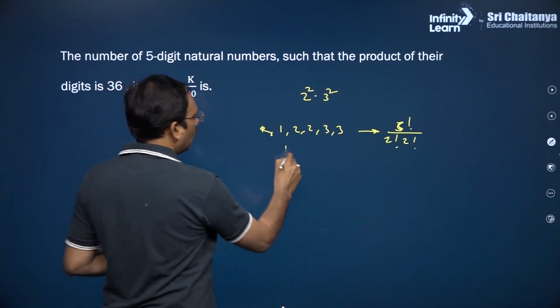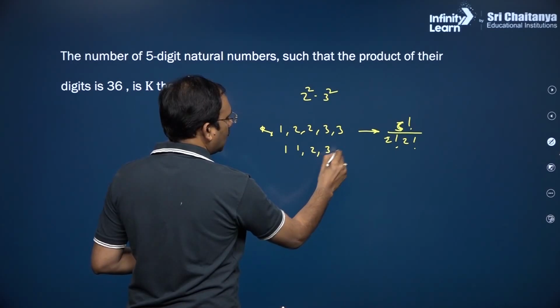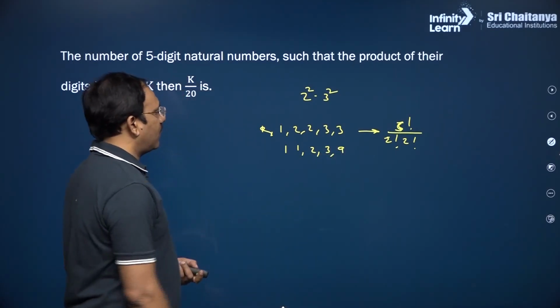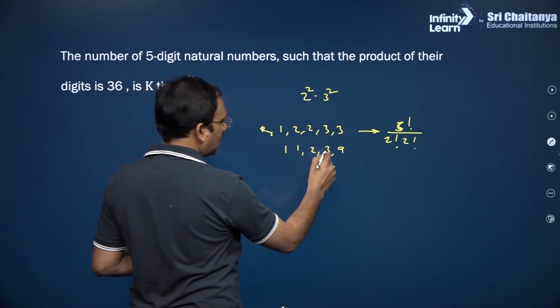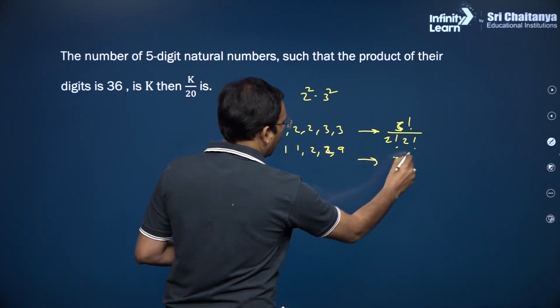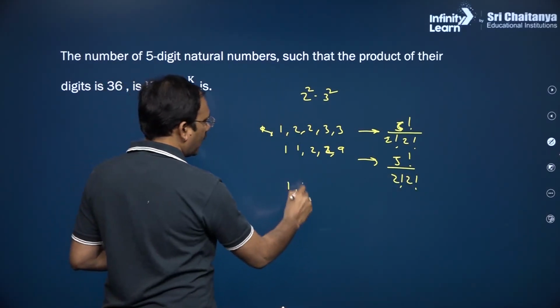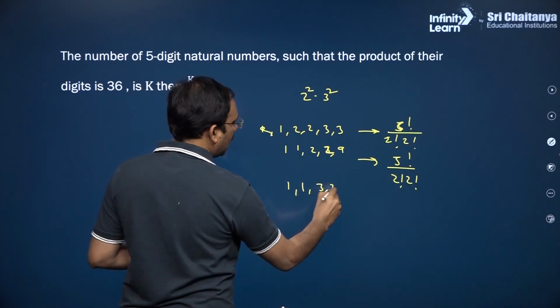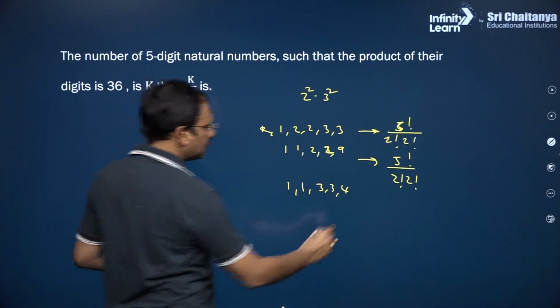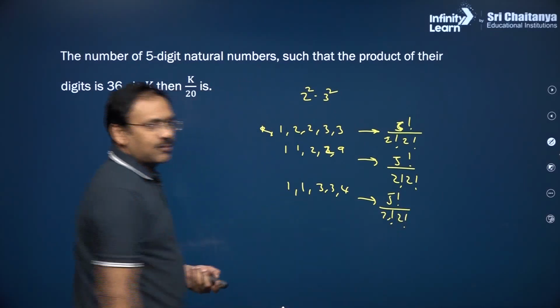You can also take 1, 1, 2, 3, 9. You see, my dear friends, you can mix two 3s, you can say 2, 2, 9. So in this case you are going to get 5 factorial by 2 factorial into 2 factorial. You can also take 1, 1, 3, 3, 4, this is the case. Here also 5 factorial by 2 factorial into 2 factorial.